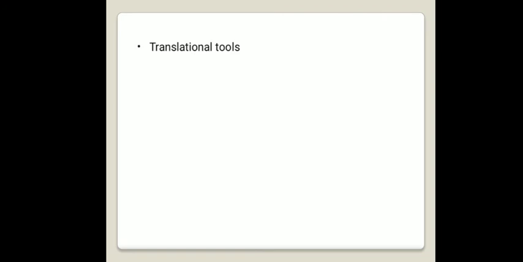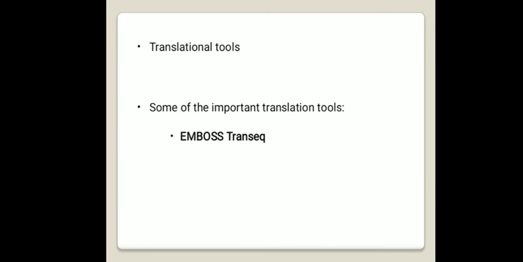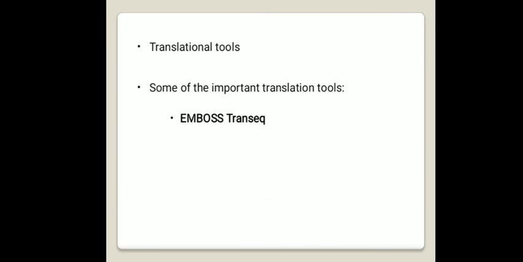The translational tool. There are a number of translational tools available on different websites. These translational tools are basically used for the identification or prediction of protein sequences from a query sequence. The query sequence might be a DNA or RNA sequence. Some of the important translational tools for conversion of DNA to protein sequences are as follows.